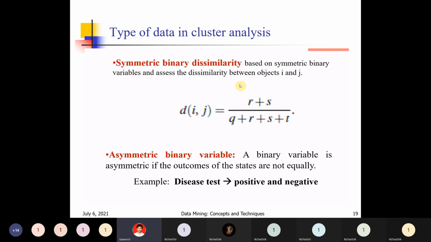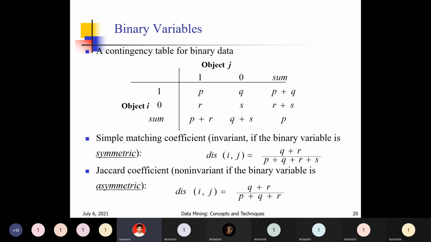So what is this by q r s t? That we will see later. See here the contingency table for binary data. For object i, take 1 0. For object j also, take 1 0. P is nothing but 1 1. Next, q is nothing but 1 0. R is nothing but 0 1. S is nothing but 0 0. So these are the P, Q, R, S values.